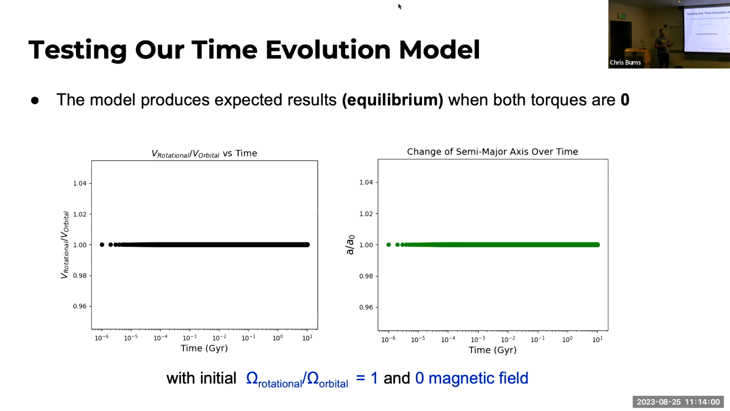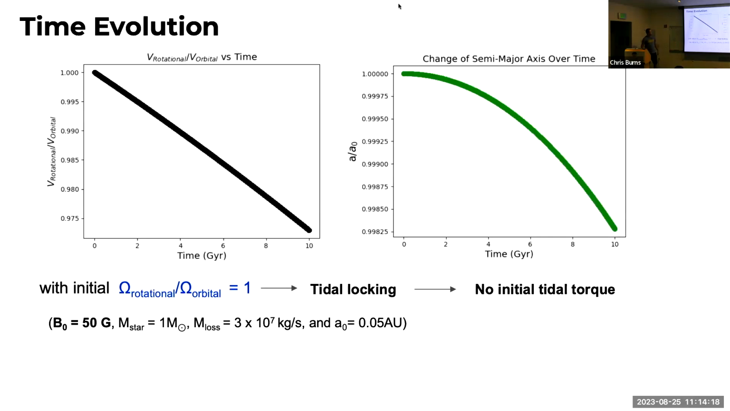But first, I wanted to test my model. First, I included 0 initial torques. And in this case, we wouldn't expect anything to change because there is no force, no torque. And this is exactly what happened in my model. They stayed constant, which is nice because this is what we would expect.